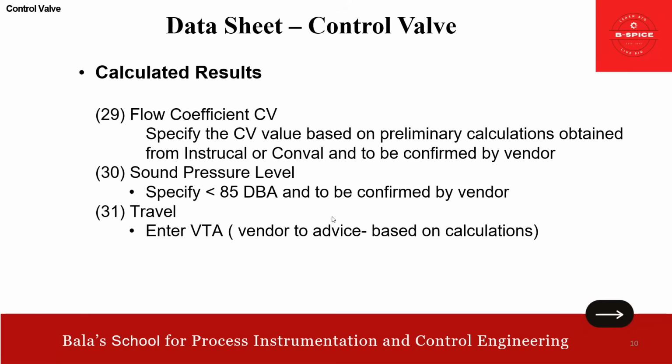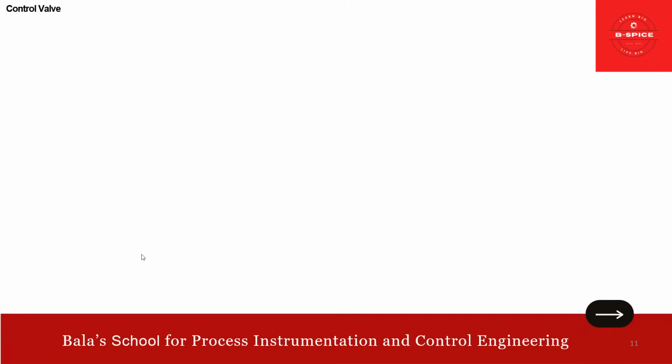So maybe insulation, or a different type of valve, or noise reduction trim, all those need to be considered. Then travel. Basically, this one the vendor needs to give, so just enter VTA. You can find a lot of VTA here. VTA means vendor to advise. This travel will be confirmed based on the calculations. What is the minimum travel percentage? For example, 10% for the minimum flow. And what is the maximum flow percentage? Maybe it will go up to 85% or 90%. It all depends on the vendor calculations.